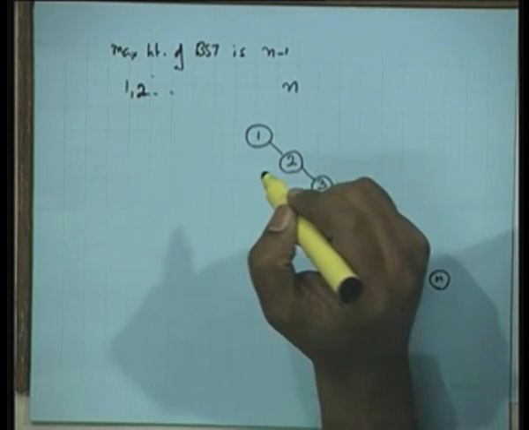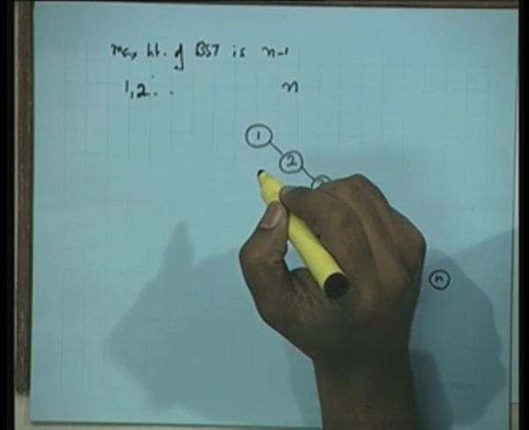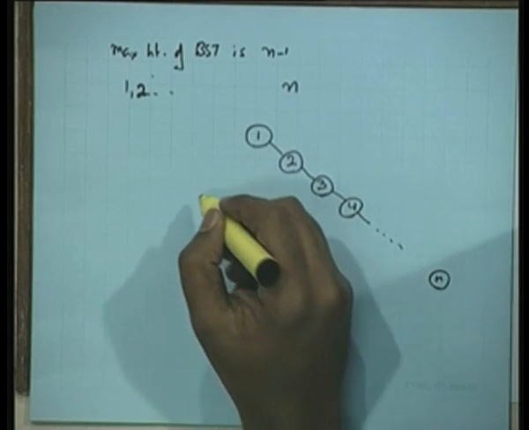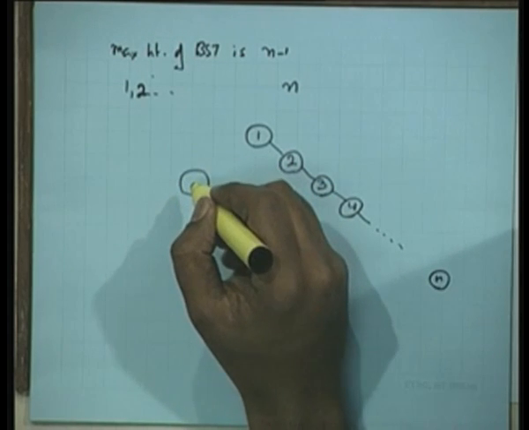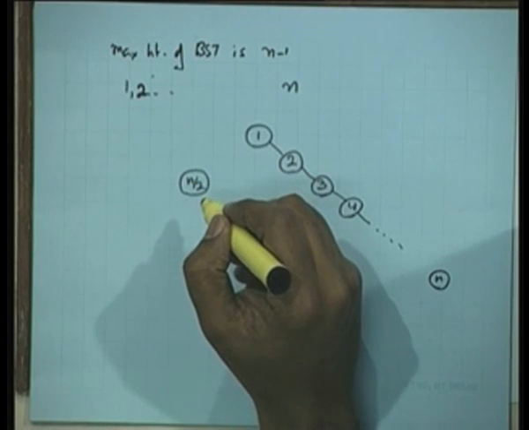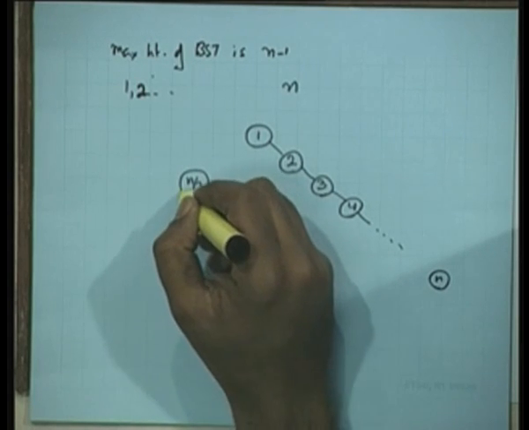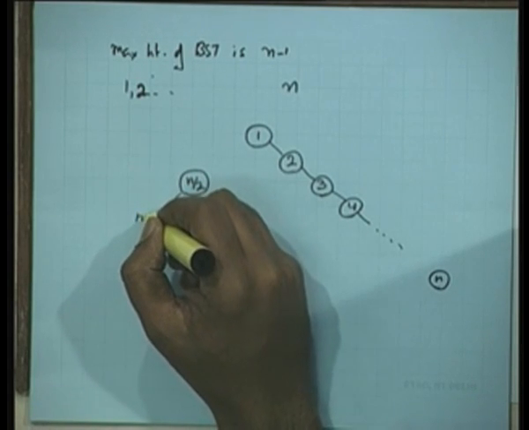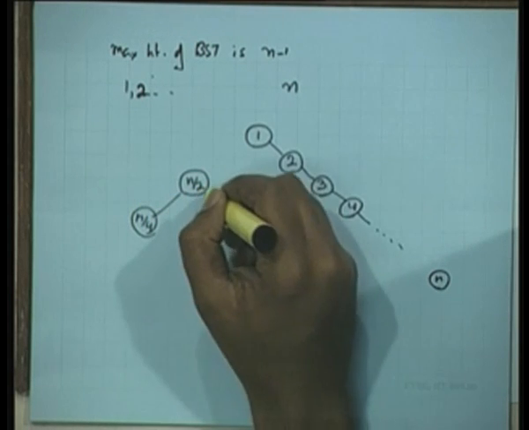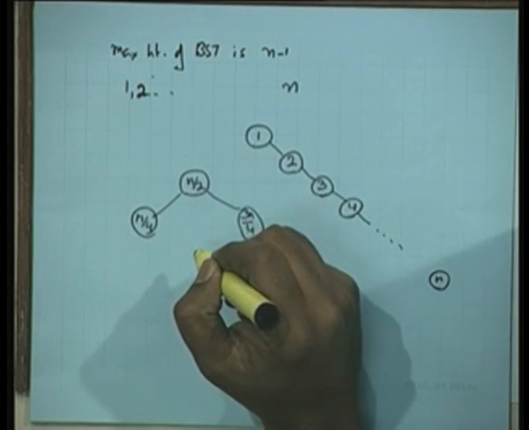So, which order should I insert it in so that it gets a small height? So, the first element I should insert is n by 2. Which is the next element I should insert? N by 4, and 3n by 4. Right, then I would get something like this.